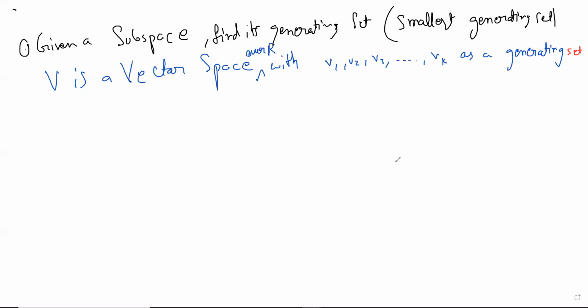Meaning that every vector can be written as a linear combination. So this means that any vector you take, maybe w, can be written as some linear combination, right? x1 v1, x2 v2, x3 v3, dot dot dot xk vk. Just saying that, it makes sense.